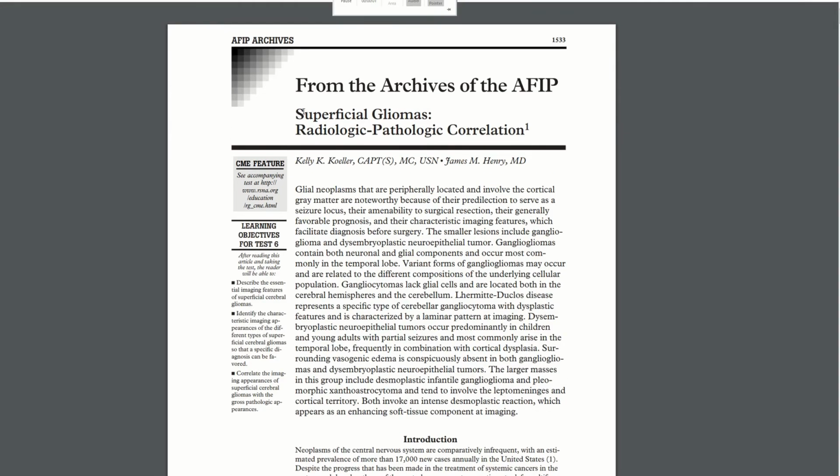This is a good article I found. The superficial gliomas radiopathological correlation. I always love this article, which correlates the radiology with the pathology.